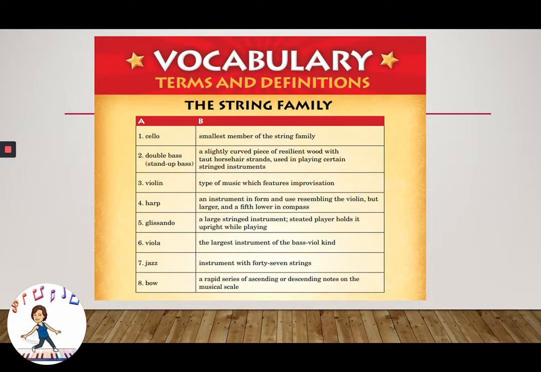And then there's the bow. The bow is a very important part of the string family. It's a slightly curved piece of resilient wood with taut horsehair strands used in playing certain stringed instruments. So that's our vocabulary, terms, and definitions. Like I said, A and B are not connected, so you have to look for them yourself.